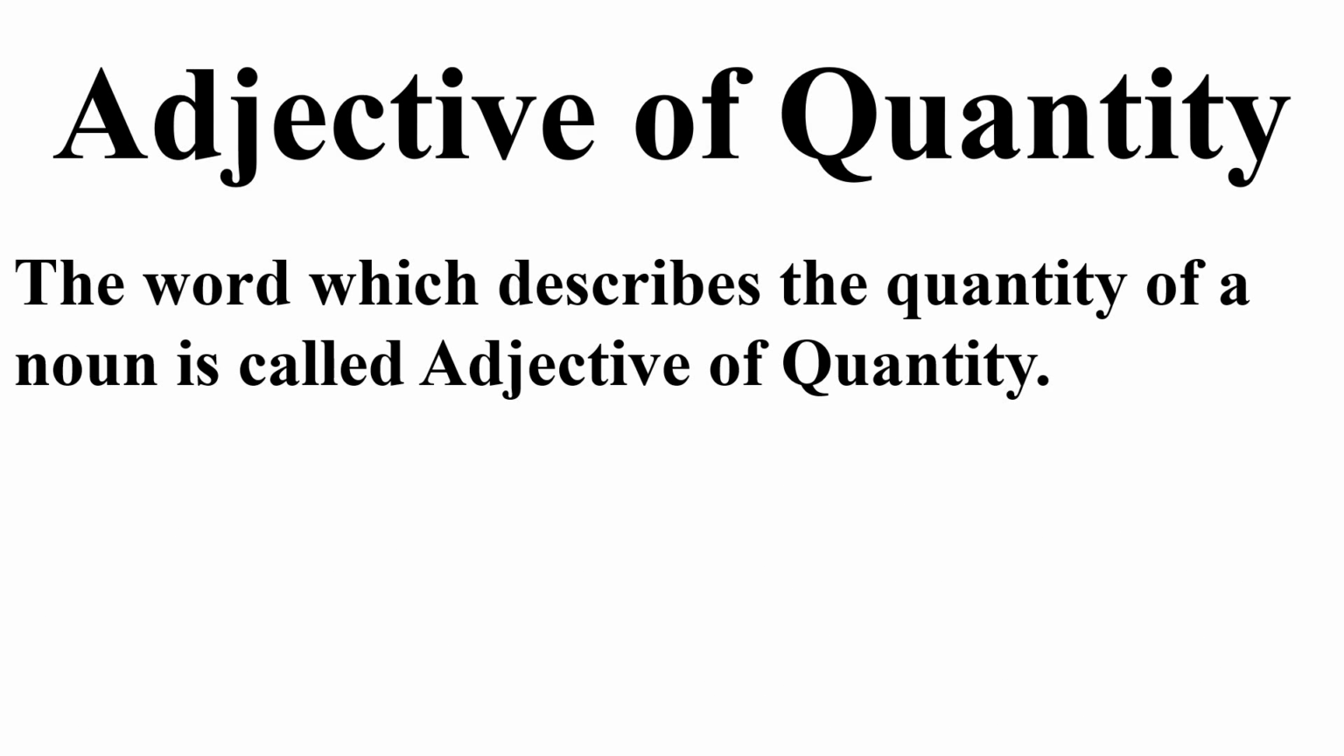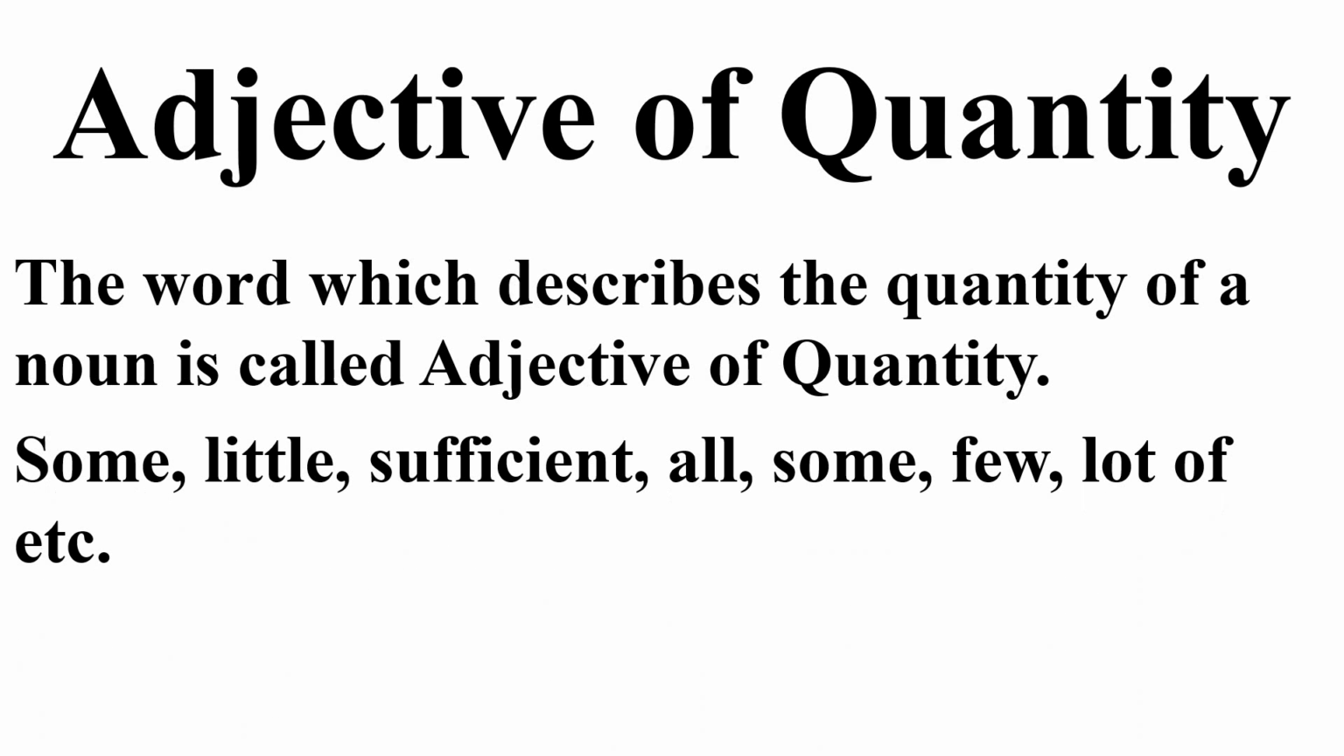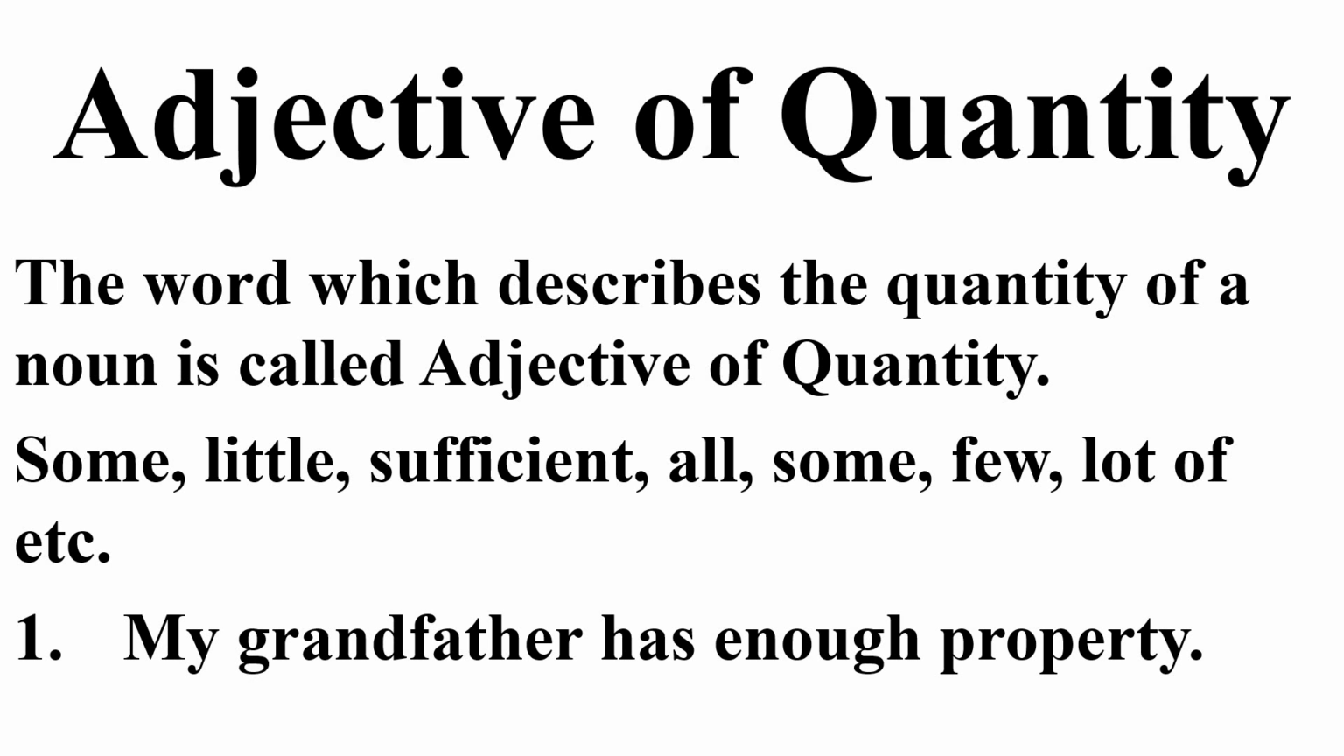The second is adjective of quantity. The word which describes the quantity of a noun is called adjective of quantity. जो words किसी भी noun की quantity बताते हैं, उन्हें हम adjective of quantity कहते हैं. You must remember that it won't be in numbers. The quantity will be expressed by some words such as some, little, sufficient, all, few, lot of, etc. The examples are: My grandfather has enough property. Property की quantity कितनी है? Enough.